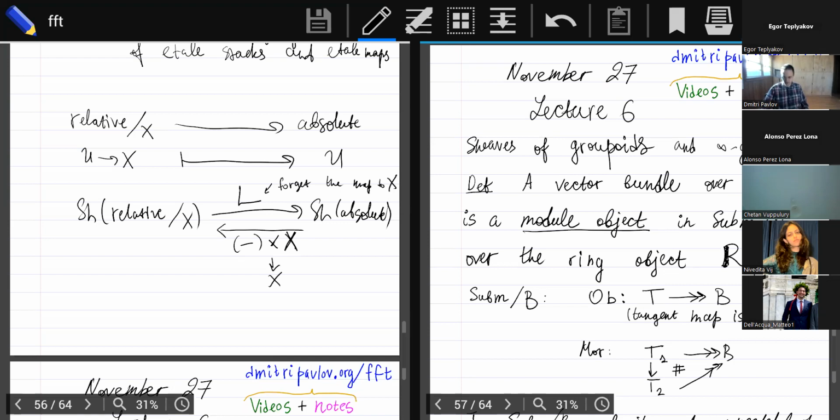Can you guys all see my shared screen with my notes? Yes, I can see you. Okay. Great, thanks.